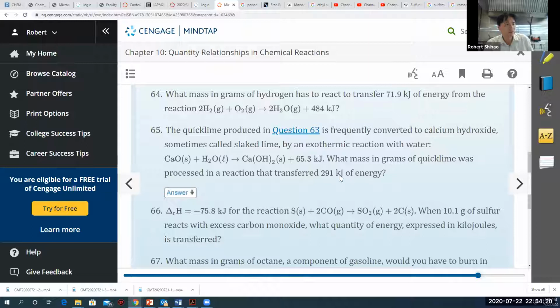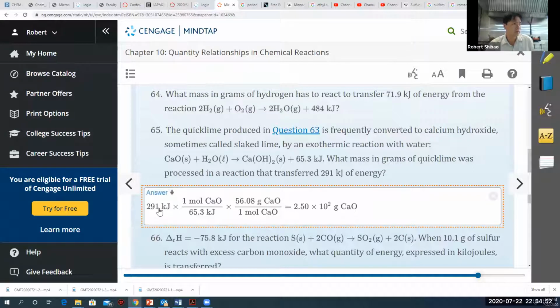So what we do here is we go this. This is a little different here. What mass in grams of quicklime? This is slaked lime. So we go kilojoules to moles. This is just one step because for every mole of quicklime, we get 65.3 kilojoules. So this is a one-step conversion. Oh, it's more than one step because I got to go moles to grams. I forgot that. And so kilojoules to moles, moles to grams, 250 grams.